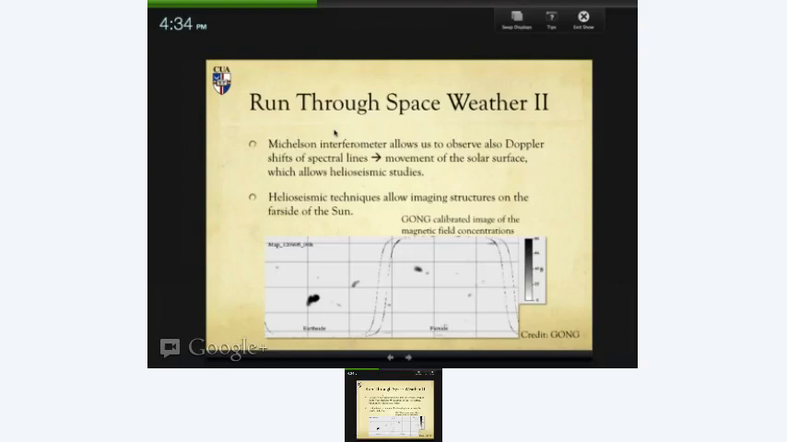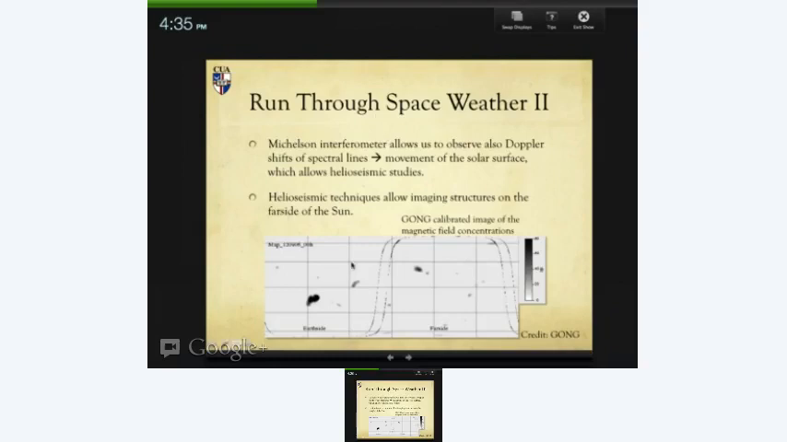It's very similar to seismic studies on the surface of the Earth, where you measure the fluctuations of the ground during earthquakes. You can use those fluctuations to probe the structure of the interior of the Earth. You can do the same thing here. By observing those fluctuations across the solar disk, you can build a picture of the internal structure of the sun. The cool thing from the space weather viewpoint is that you can use this technique to image structures on the far side of the sun, not on the part that you're seeing, but on the backside.